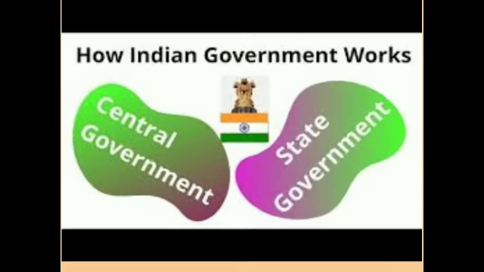Okay, children. What are the two types of government in India? In India, it's called a quasi-federal government. Both the state and central governments exist in the country. Though both the central and the state governments derive authority and power from the constitution, the central government is more powerful than the state governments. Can you understand?